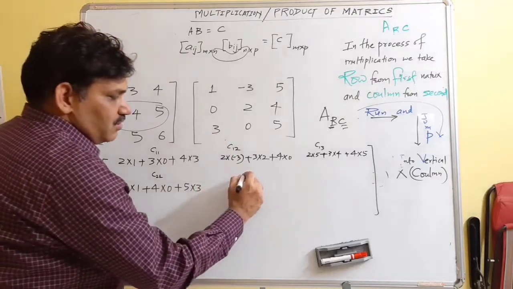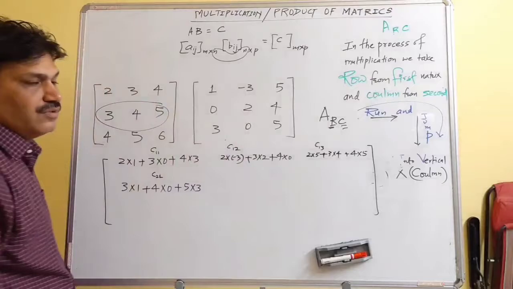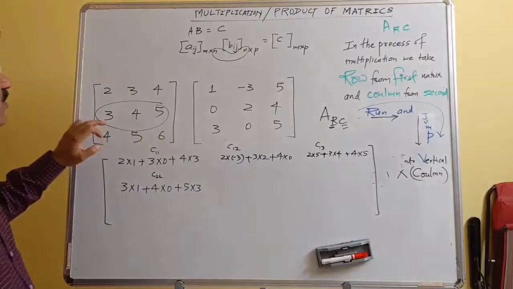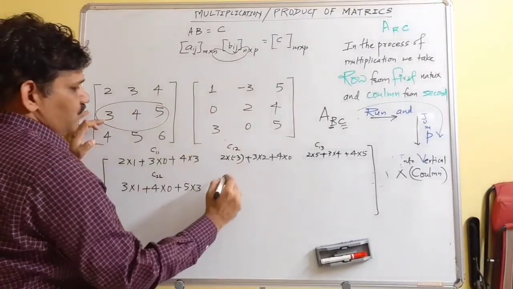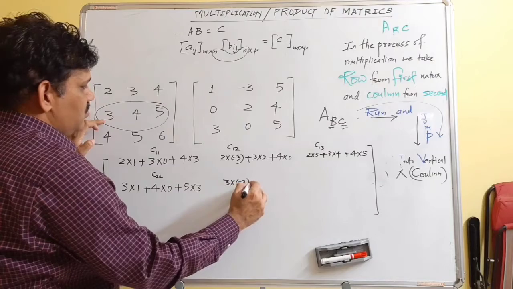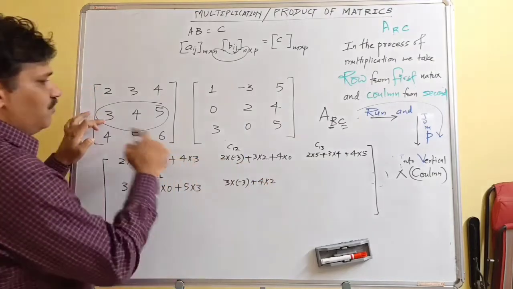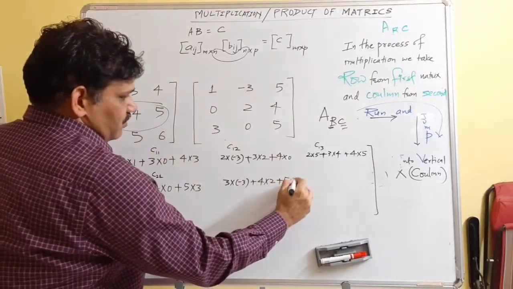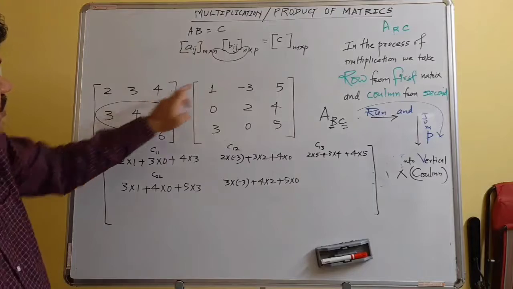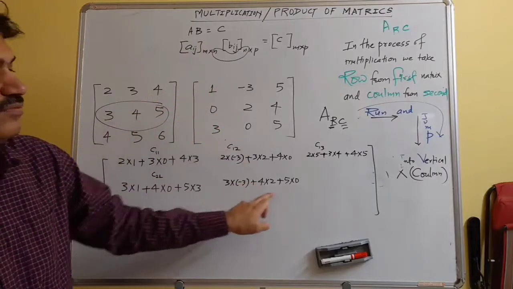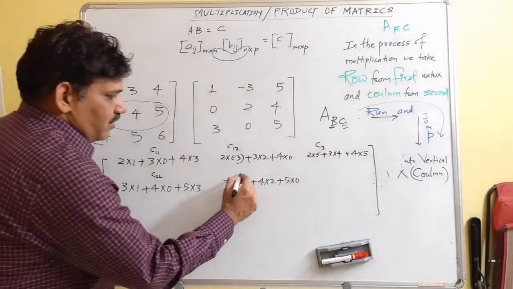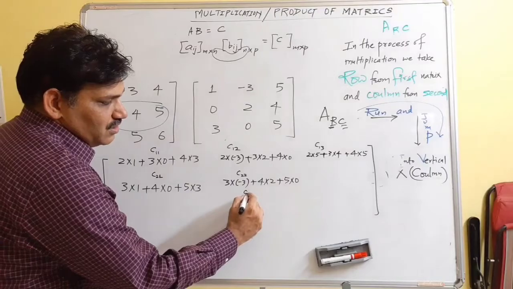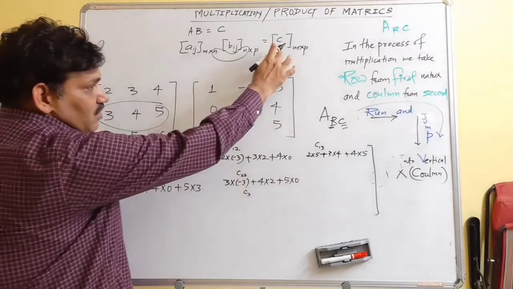Now this position is second row, second column. So the second row from the first matrix is to be multiplied by the second column of the second matrix. 3 into minus 3 plus 4 into 2 plus 5 into 0. Run and jump. Now, if I need this element, this is simply C. C is the name of this matrix.